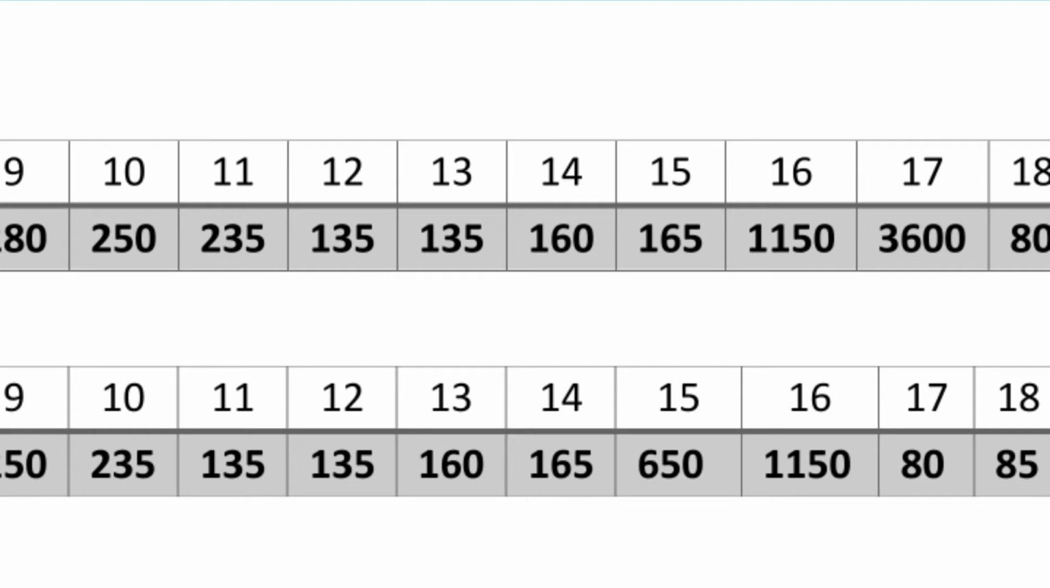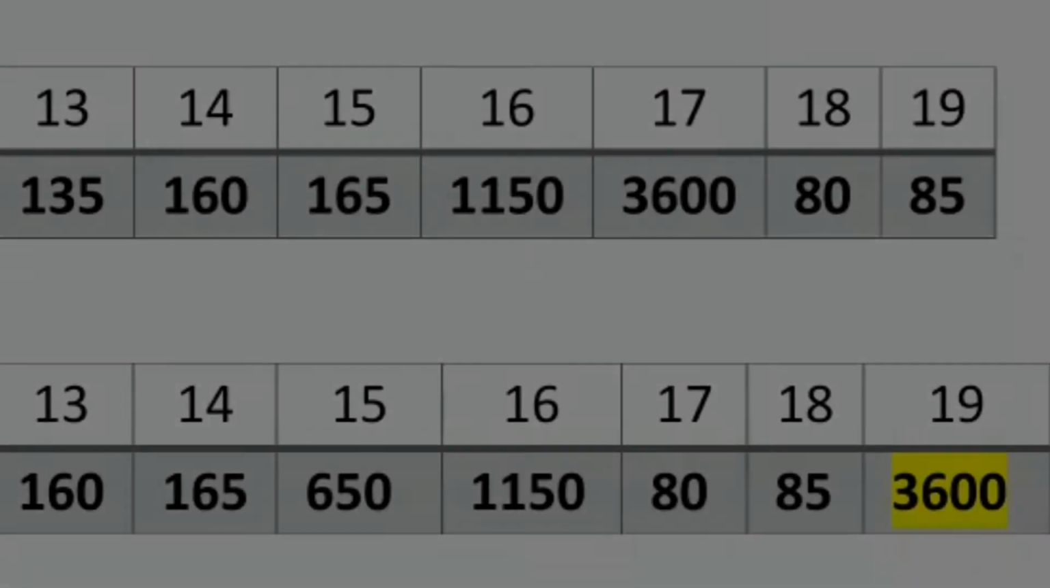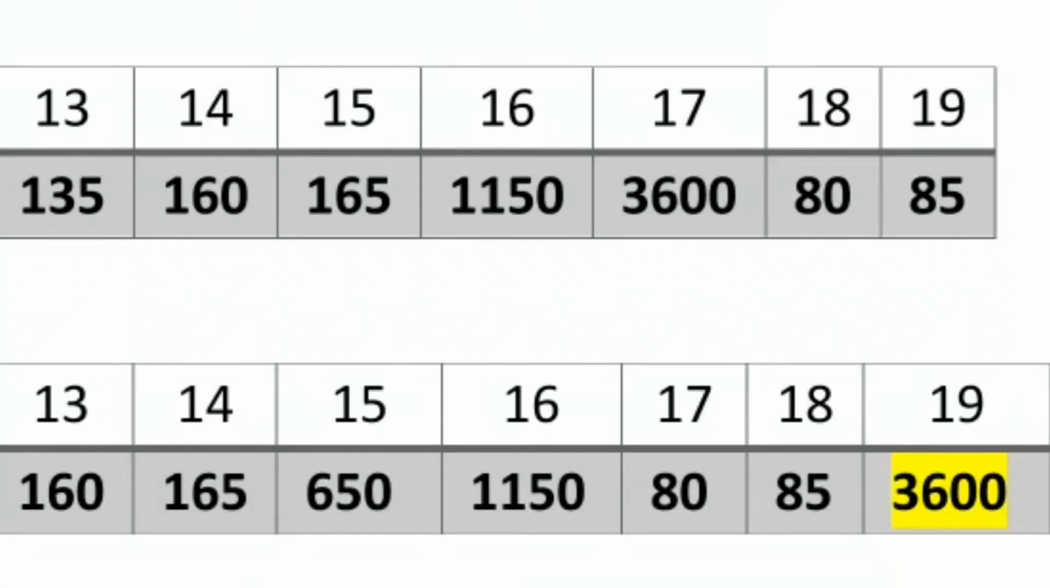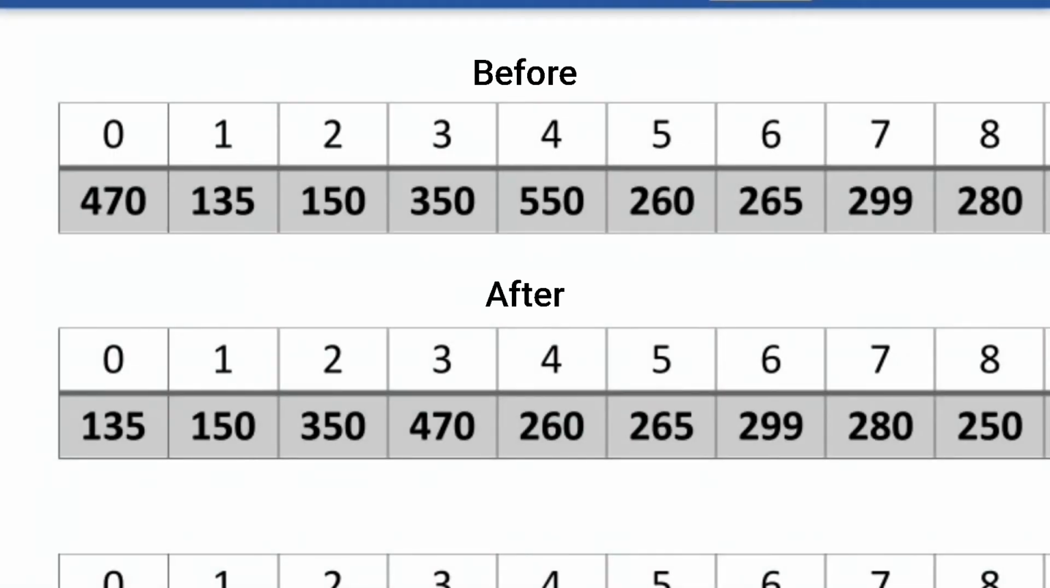Because 650 is not greater than 1,150, we move to the next index. So, 1,150 is not greater than 36. So, we move again to the next index. So, 36 is greater than 80 and also 85. So, 36 swapped until index 19. So, only 36 is sorted so far. Then, we go back to index 0.